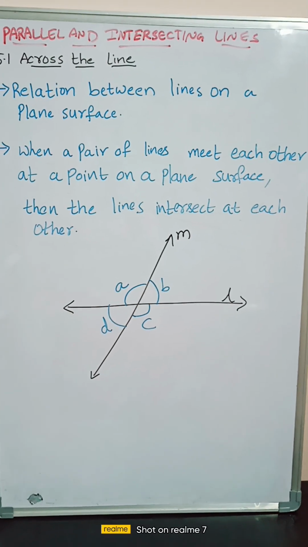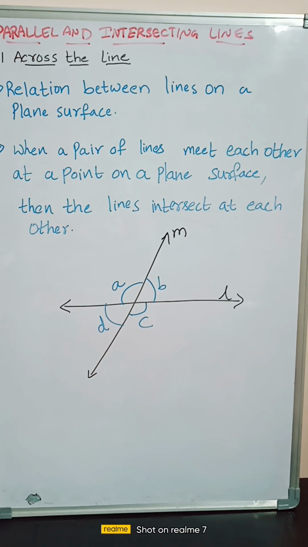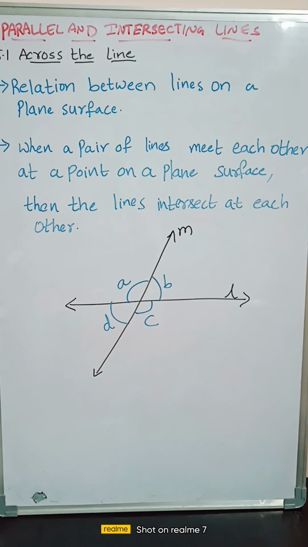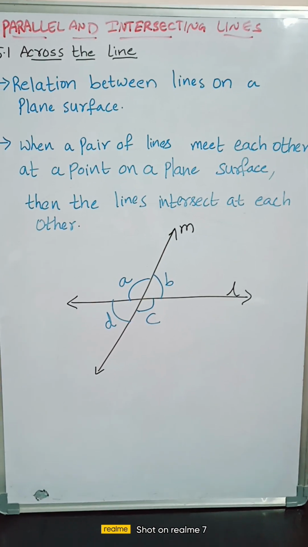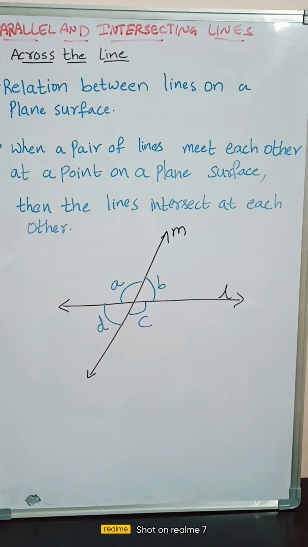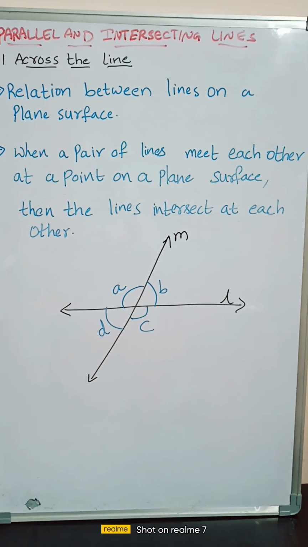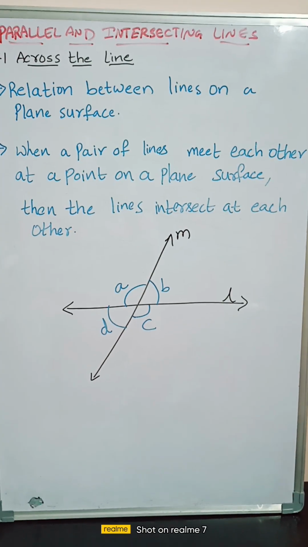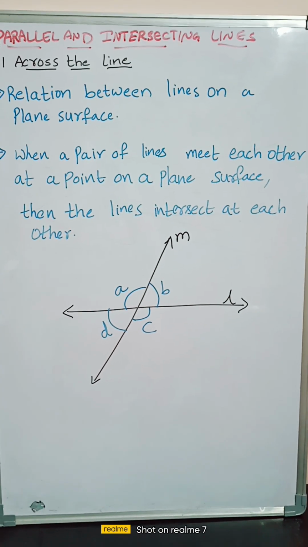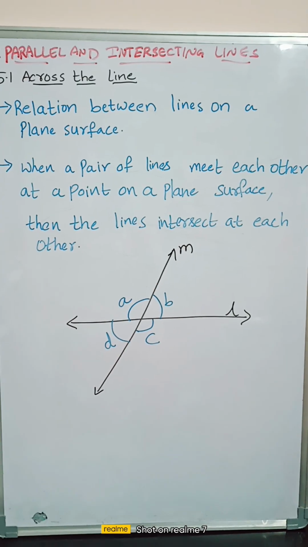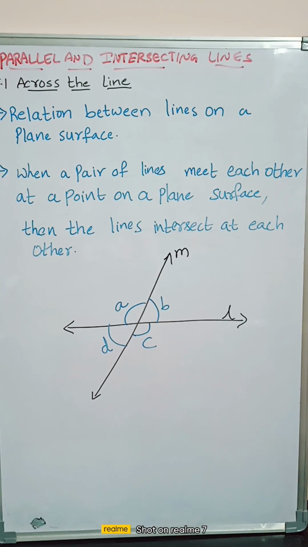When a pair of lines meet each other at a point on a plane surface, then the lines intersect each other. If we draw a pair of lines, see here line L and line M, one line this side and one line intersecting, their meeting point is known as the intersection point.